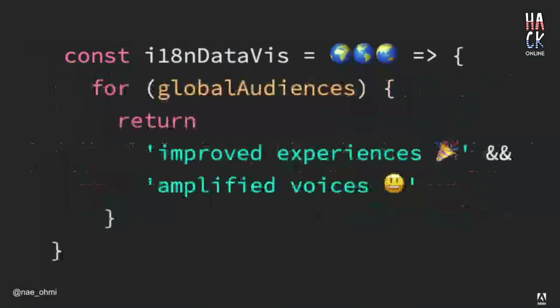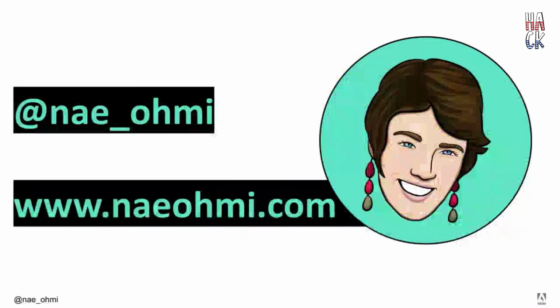So overall, I want to end here with the idea that we have this function called internationalize our data visualizations, and for a global audience it will return improved experiences and amplified voices. I think it's important for us all to avoid our assumptions, broaden our minds, innovate, and build for the whole world wide web. Thank you so much.